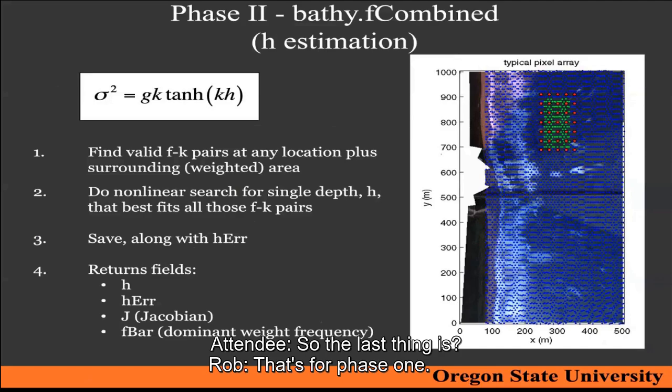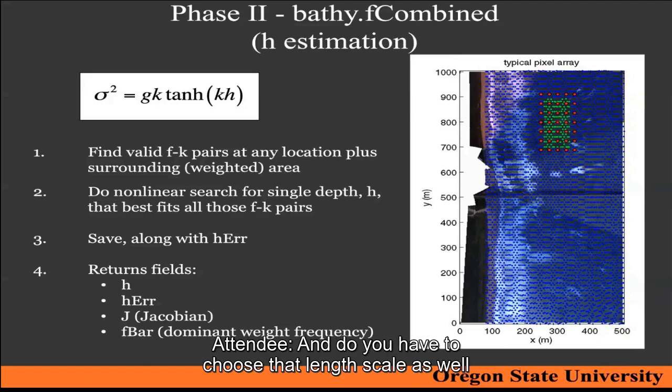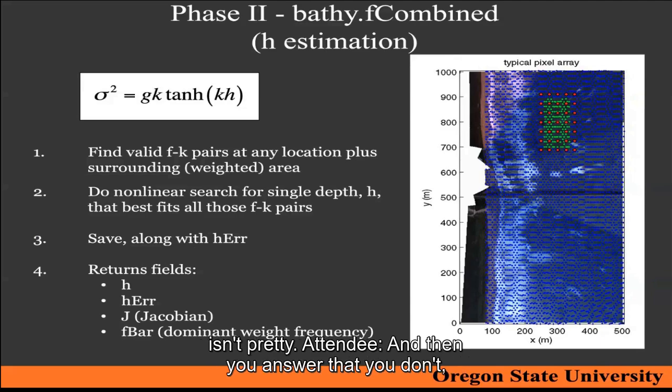The last thing is, that's for phase one. For phase two, it smooths over more, there's more smoothing. Do you have to choose that light scale as well? Yeah, you do have to do something like that, but it's pretty straightforward.